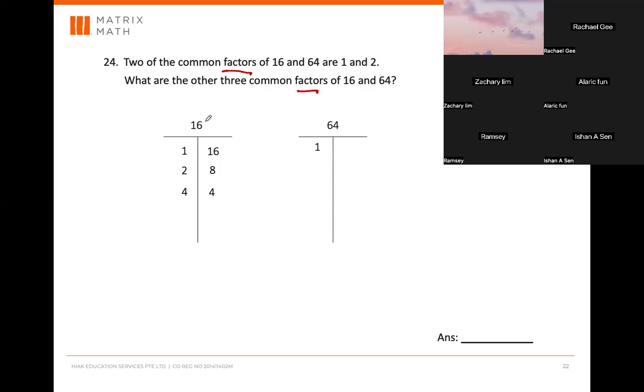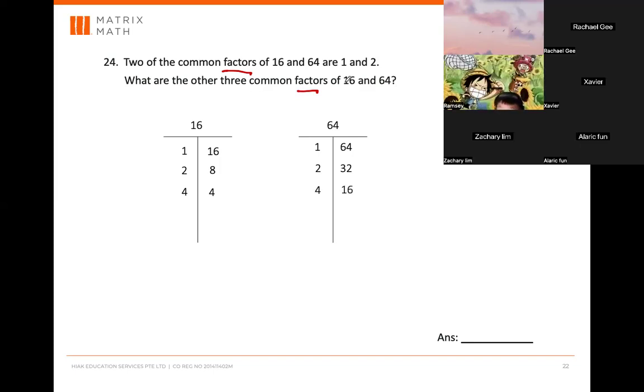Same thing, 1 times 64. 64 is an even number, so you can have 2. So 2 times 32. Let me give you a trick for 3. When the digits add together and the answer is a multiple of 3, it can be divided by 3. For example, 6 plus 4 is 10, right? The 3 times table doesn't have 10. Therefore, 64 cannot be divided by 3. Okay, 4 times table, yes. We have 4 times 16.